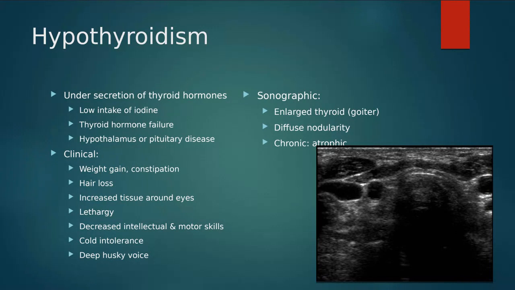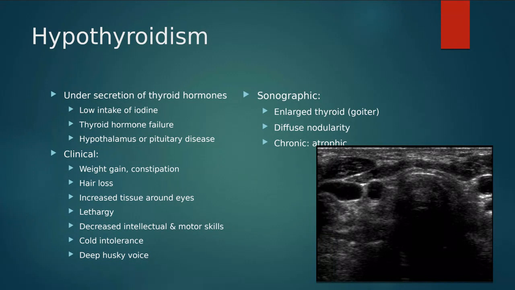We also are going to see diffuse nodularity. So this means that the thyroid is going to be a lot more lobular, even internal lobulations. We're not going to see that nice homogeneous appearance. And then ultimately the main ultrasound appearance of hypothyroidism, these are mainly going to be chronic cases of this condition.